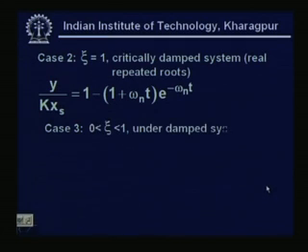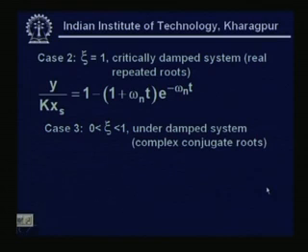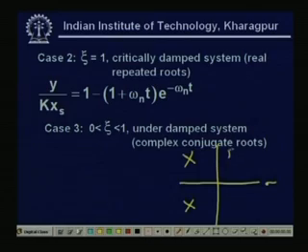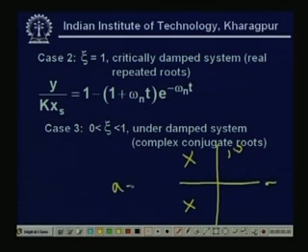Now, case 3, when xi is greater than 0 and less than 1, we call it an underdamped system, when the roots are complex conjugate roots. What does it mean? In the sigma j omega plane, these will be our complex conjugate roots. Please note that if it is complex, it must be conjugate, otherwise I cannot realize it by any physical system. So the roots can be a plus minus j b, where a is the real part and b is the imaginary part.